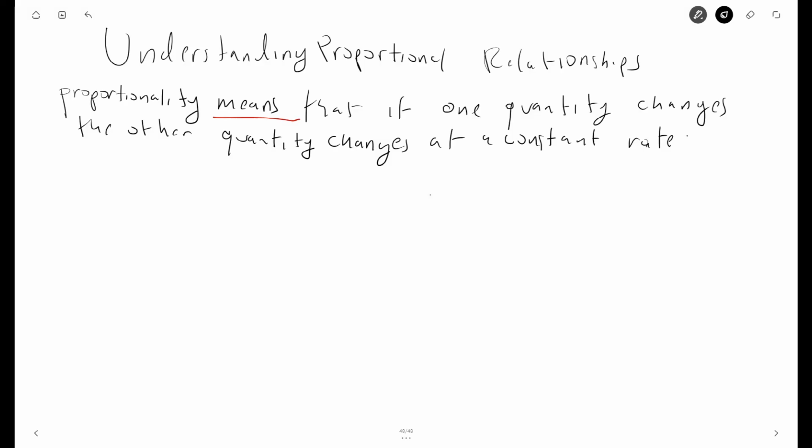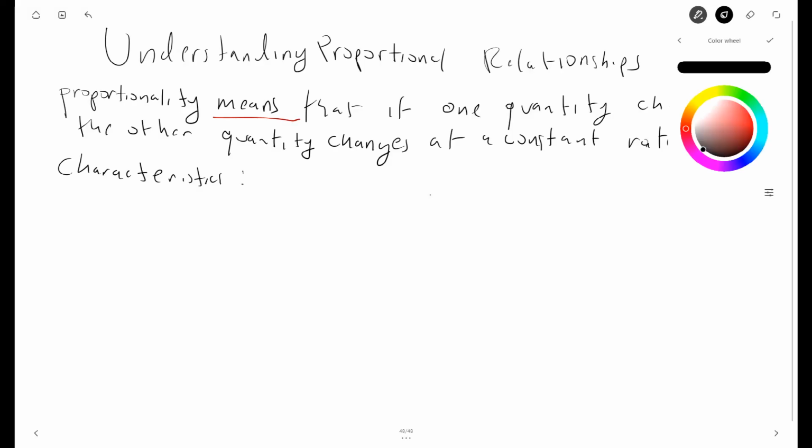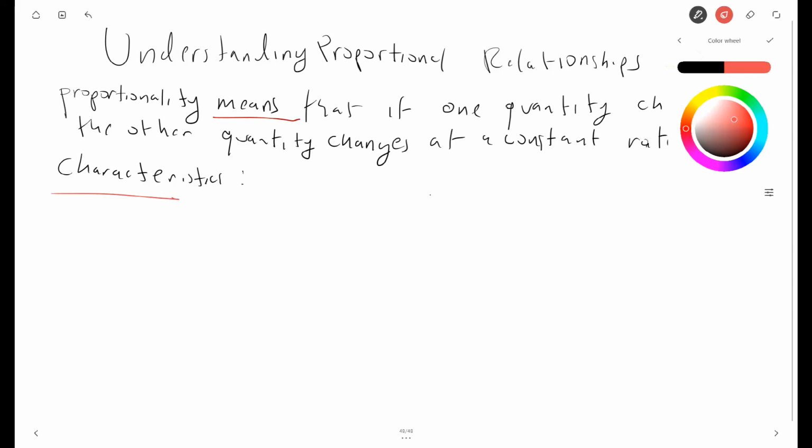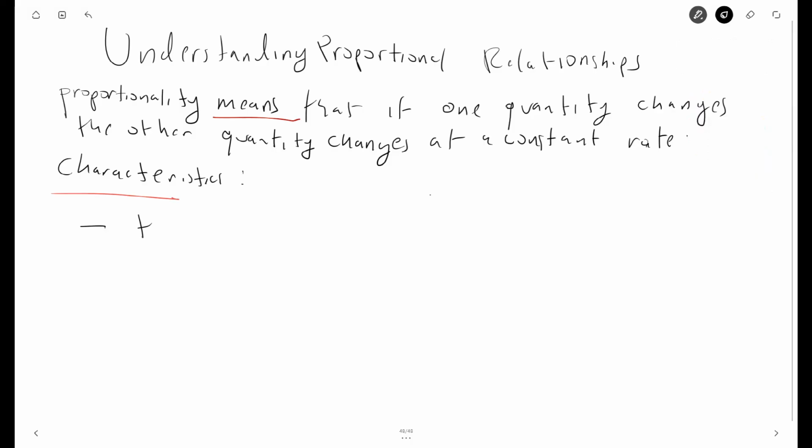So some of the key characteristics of proportional relationships. The ratio between two quantities remains constant.